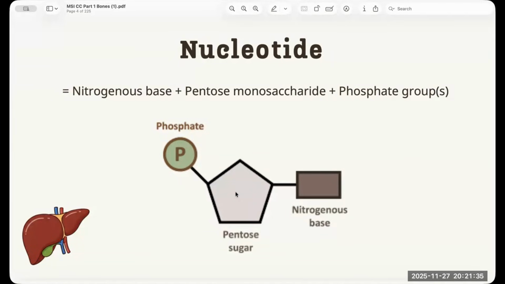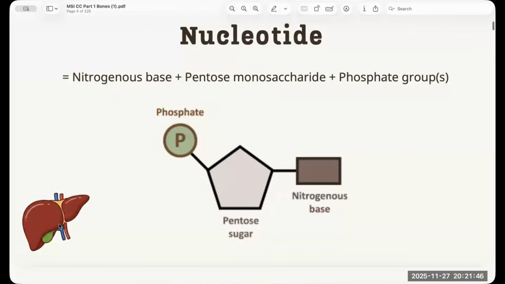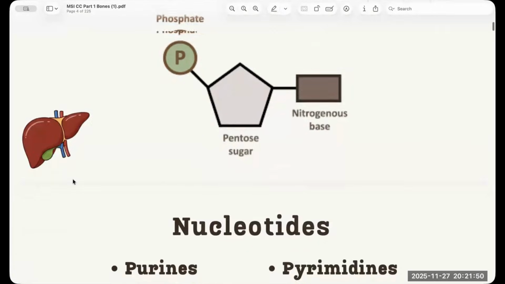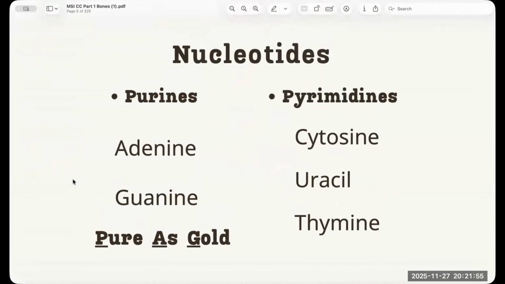All right, so nucleotide, it's basically a nitrogenous base with a pentose monosaccharide and a phosphate group. I have a liver picture here because it's usually synthesized in the liver, also sometimes in the brain. But what are nucleotides? They are classified into two groups, purines and pyrimidines. We also know this from before. Purines are adenine, guanine. Pyrimidines are cytosine, uracil, and thymine.